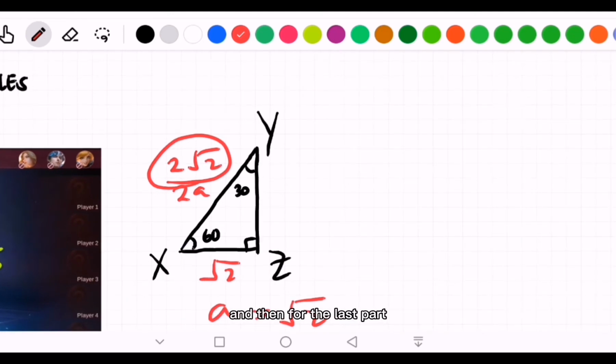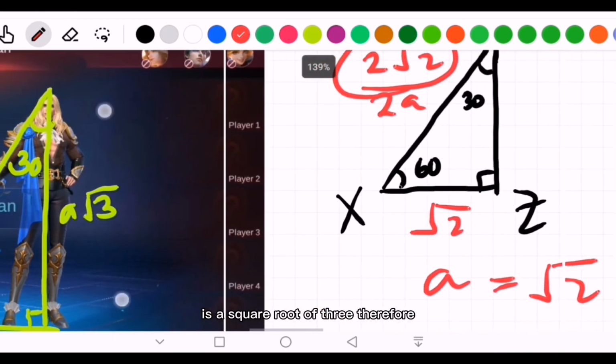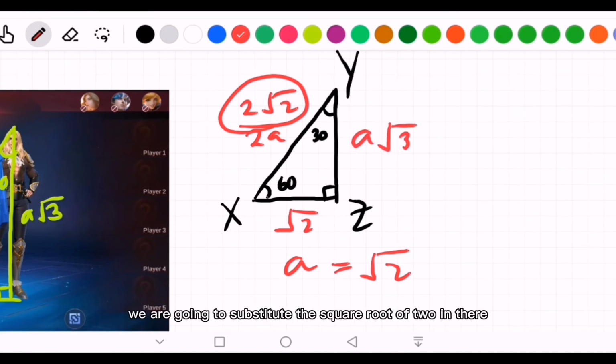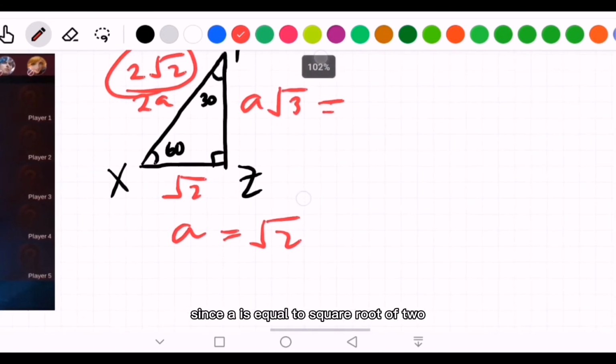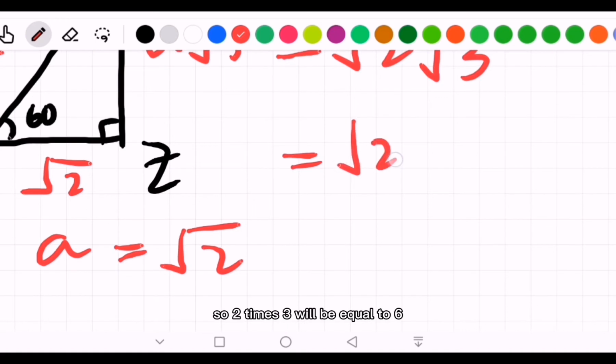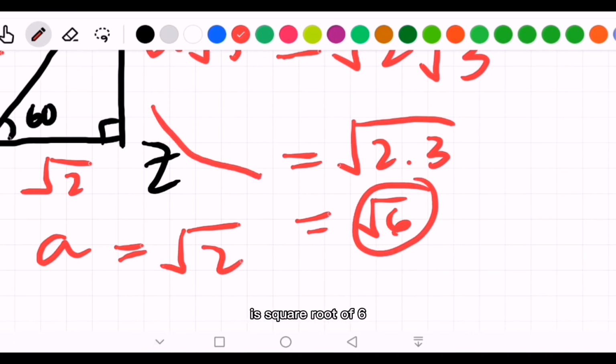And then for the last part, we know that the opposite of 60 is a square root of 3. Therefore, we are going to substitute the square root of 2 in there. Since a is equal to square root of 2, that is square root of 2 times square root of 3. So 2 times 3 will be equal to 6. Therefore, our value for the opposite of 60 degrees is square root of 6.